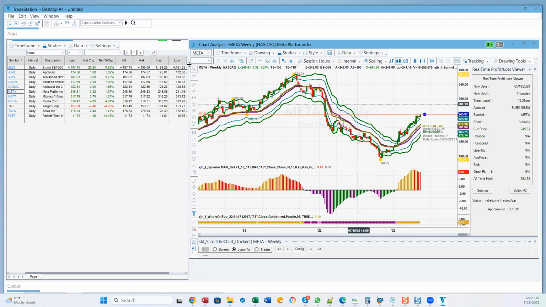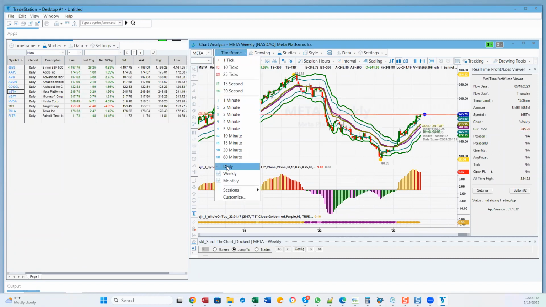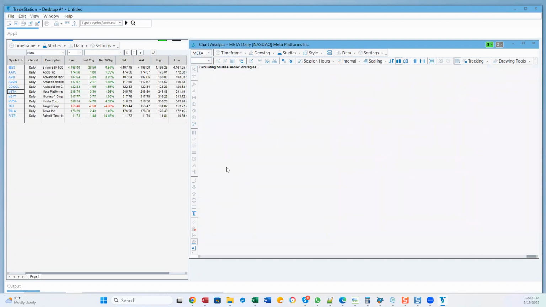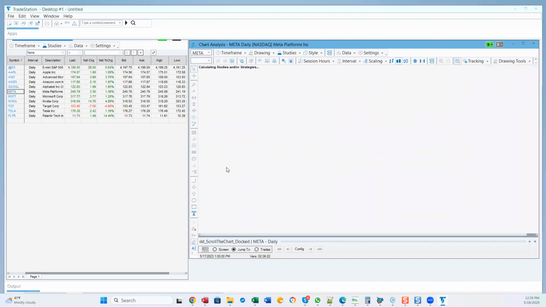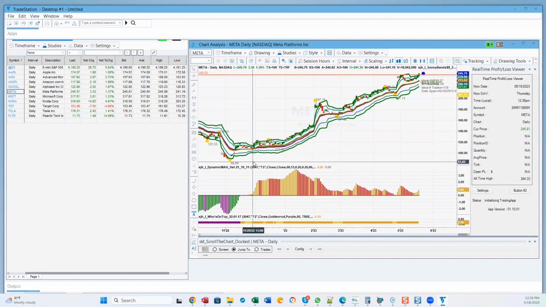So there's Meta on a weekly basis. Let's look at it on a daily for a second. There we go, just up, up, up, up, up. I don't see any reason for it to stop. Maybe if they let Donald Trump back in, it'll stop.